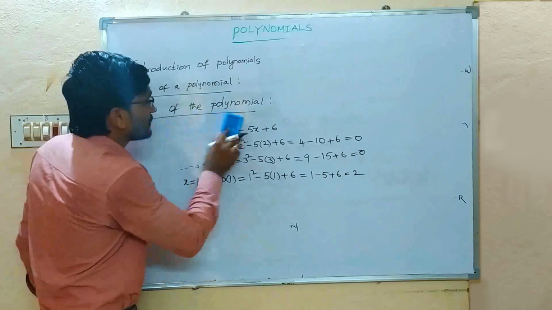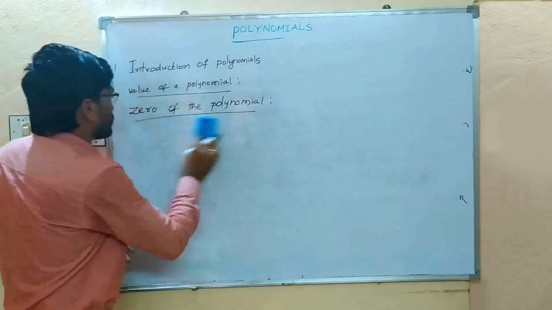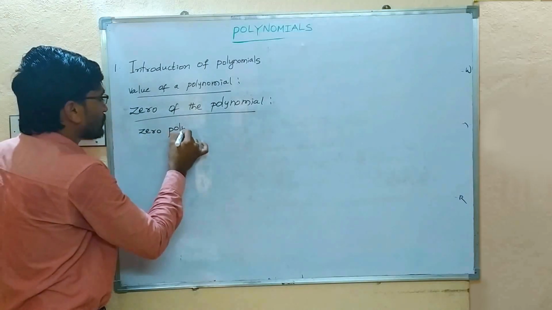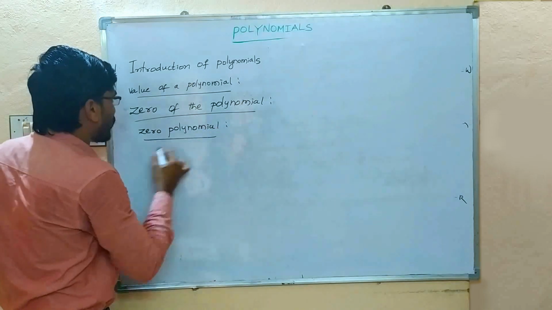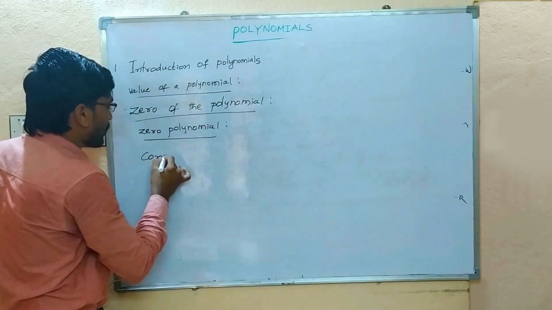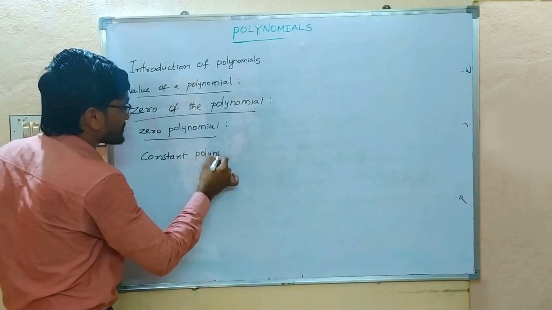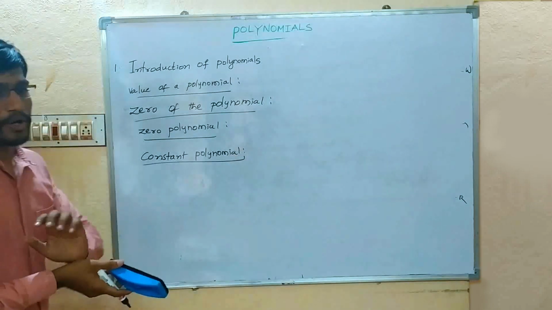So next, what is zero polynomial and what is a constant polynomial? We have to discuss these two polynomial definitions. Then after we can go for the geometrical representation of a polynomial.